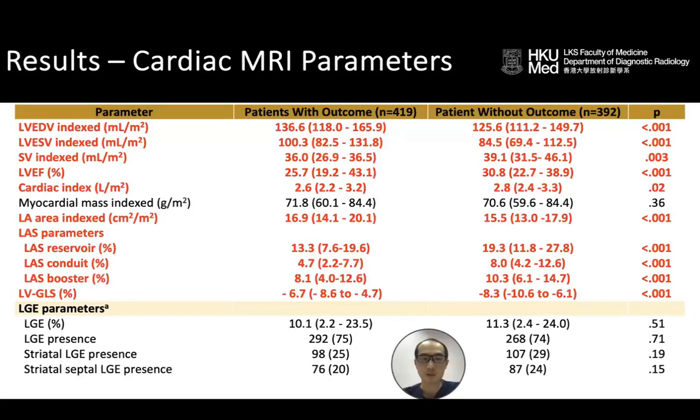These are the CMR parameters, and for this table, I really want to highlight 2 main points. One is that the strain parameters are all significant in terms of comparing patients with outcomes and those without. And interestingly, LGE is not significant. And please note that we looked at LGE presence as well, which is essentially a binary outcome, whether LGE was present in patients or not. And then we also looked at striatal LGE presence, meaning whether there was an LGE stripe, not necessarily in the septum, but anywhere in the left ventricle. And then we also looked at the typical striatal septal LGE presence to see whether this was significant. And as we can see, this was not the case.